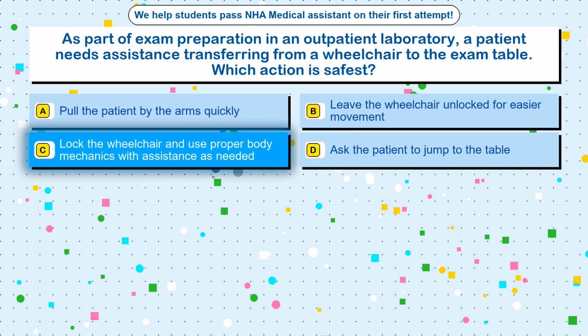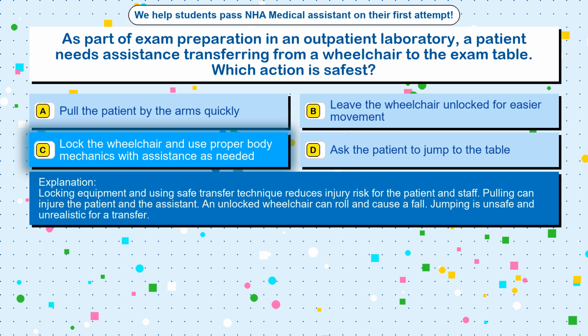Lock the wheelchair and use proper body mechanics with assistance as needed. Locking equipment and using safe transfer technique reduces injury risk for the patient and staff. Pulling can injure the patient and the assistant. An unlocked wheelchair can roll and cause a fall. Jumping is unsafe and unrealistic for a transfer.